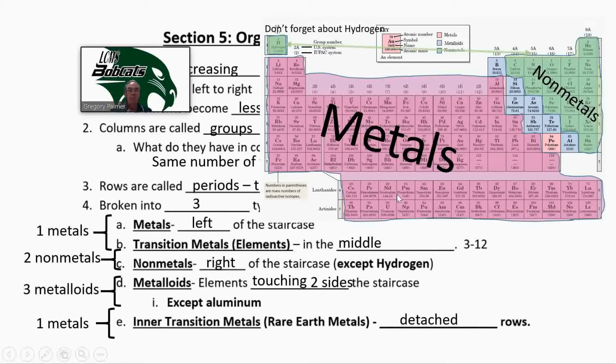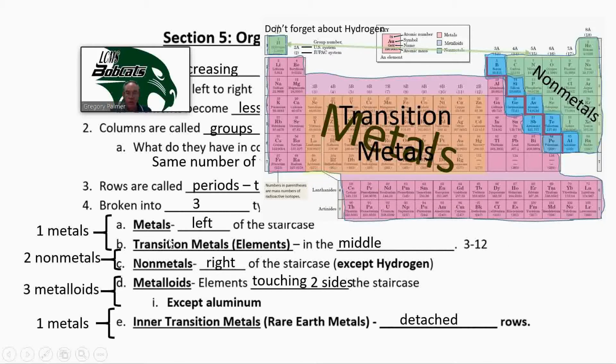Now we said these metals and the nonmetals, in between them, right along the staircase, are the metalloids. And I said here it would be touching 2 sides. So like silicon touches 2 sides of the staircase, germanium touches 2 sides. So it's these boxes that touch 2 sides, except for aluminum, which is a metalloid by position, but we know it is a metal.